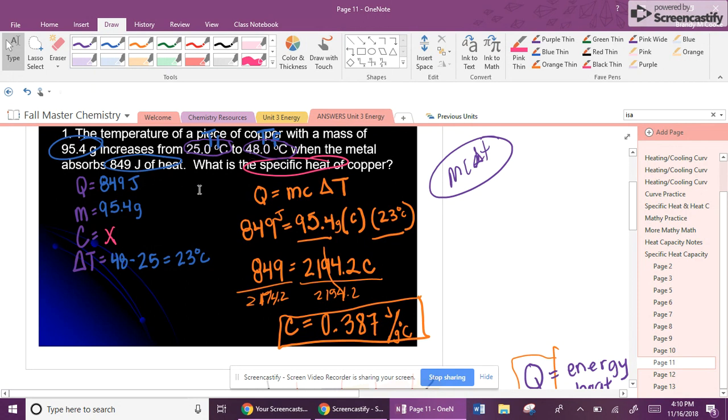All right, so again, here's an example just for calculating a one-step problem when there is a change in temperature, a thermal change. So if I were to sketch this graph, I would see that I have a temperature going from 25 to 48. My temperature's increasing. I see a thermal change.